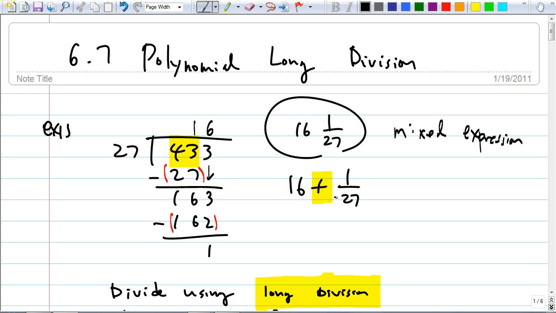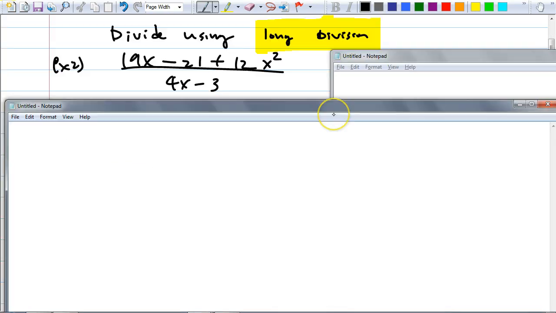So now, we're going to do the same exact thing for, guess what? Polynomials. Look at the title, okay? Are you ready? Anybody need more time? So let me show you how to do long division if you have polynomials.